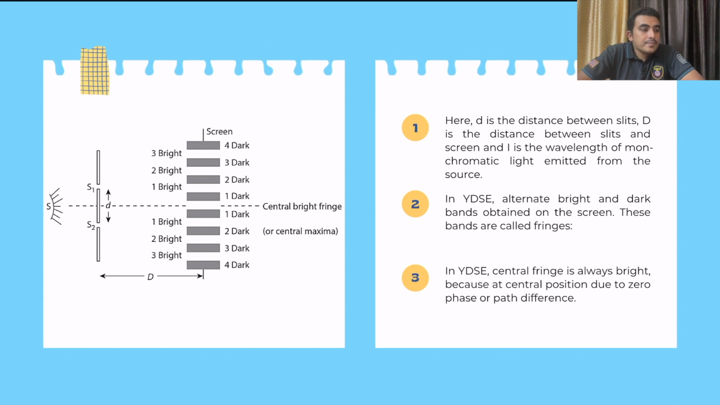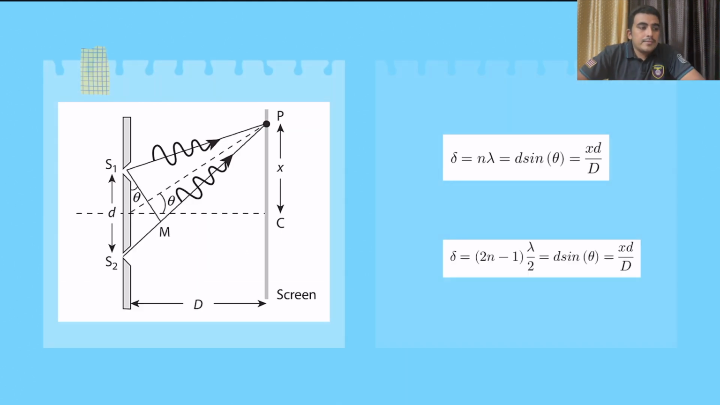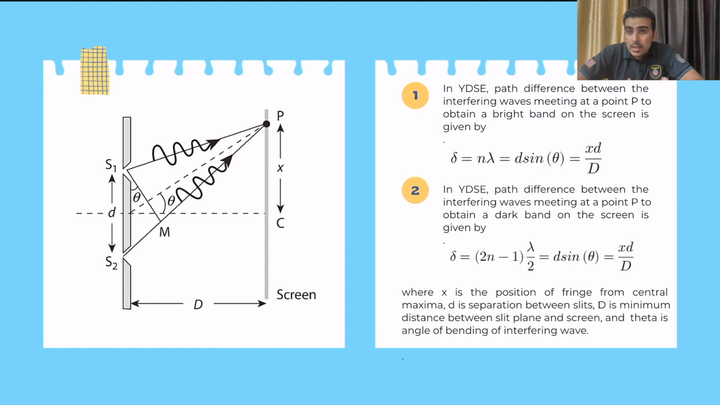And you will always end up with a central bright band because the light waves coming from two slits will always superimpose at zero phase difference or zero path difference, and that's why you always get a bright band at the center. Okay, now jumping into the conditions of bright band and dark band, which we already saw in the previous video, which is basically constructive interference and destructive interference.